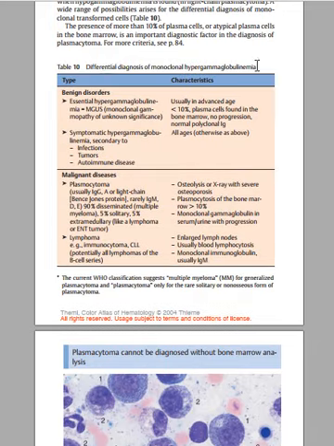plasmacytoma. So now, what is the differential diagnosis of monoclonal hypergammaglobulinemia? You have the type. It can be a benign disorder or it can be a malignant disorder. For benign disorder, you have essential hypergammaglobulinemia occurring. So it's a monoclonal gammopathy of unknown significance. That's the first thing. Benign disorder where you have a high monoclonal gammopathy. Is it clear?